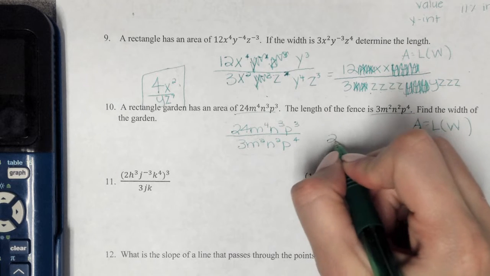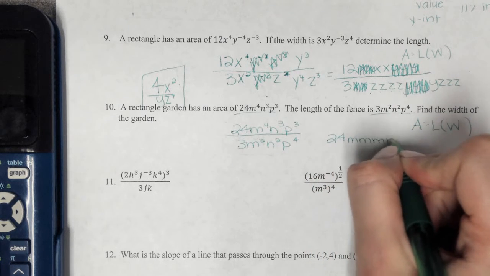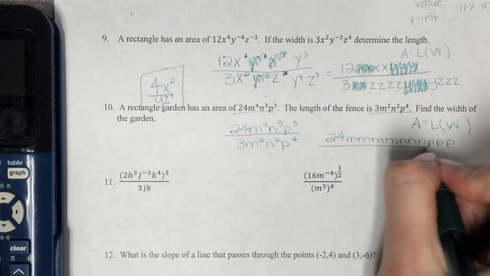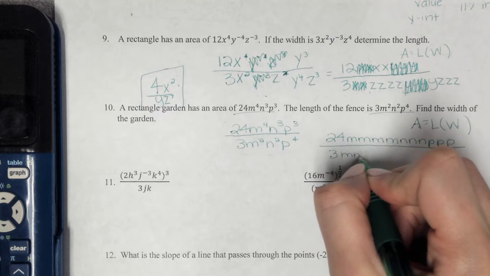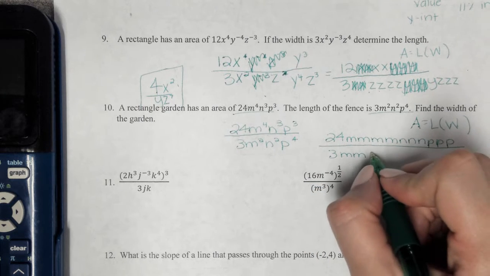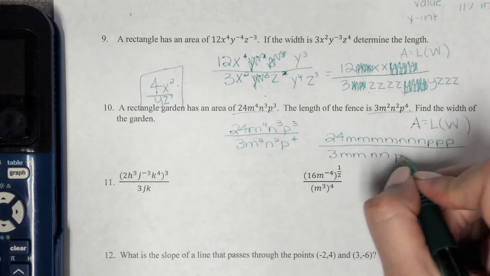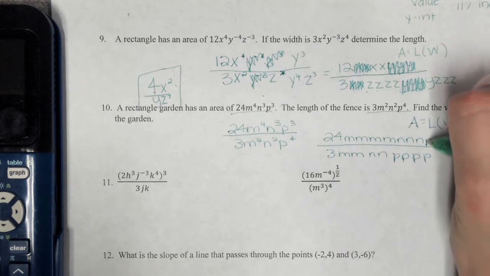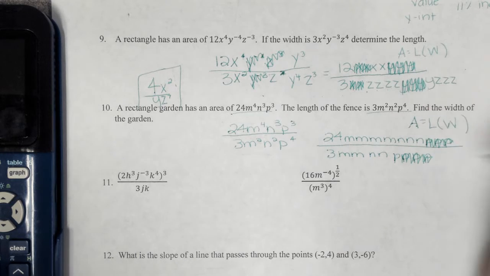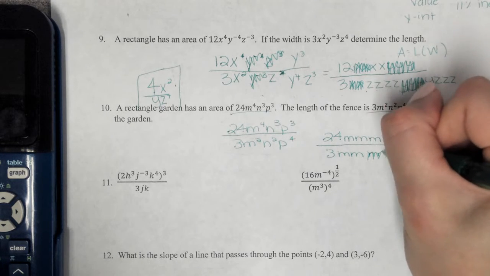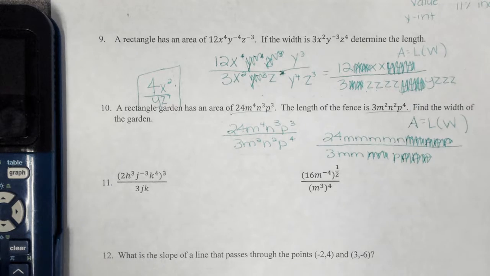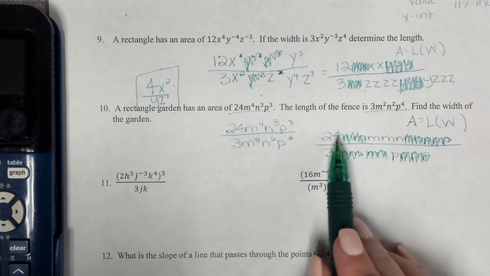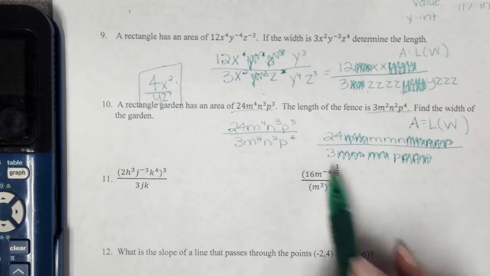Okay, so we have 24, 1, 2, 3, 4, 1, 2, 3, 1, 2, 3. Over, we have a 3, m, because it's m squared, n, because it's n squared, p, 4 p's because it's p to the 4th. So there's 3 p's up here, so I can cross off 3 p's down here. 2 n's can cross off 2 n's. 2 m's can cross off 2 m's. So all 24 divided by 3, okay, is just 8.